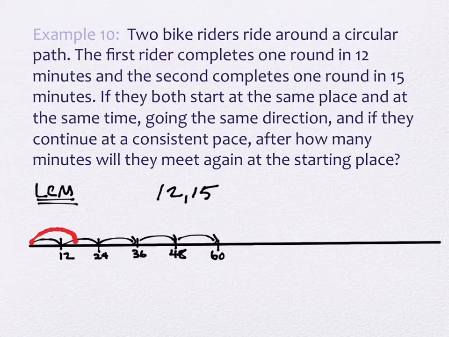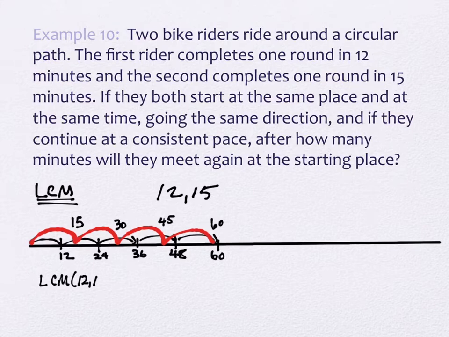So if I go 15, I land somewhere here. Where would I land? I'll put my 15s above. Where would I land after 15? 30. Okay, so I'd be landing at 30. Where would I land after 30? 45. And then after 45, 60. So I do land at the same spot. Therefore, my LCM of 12 and 15 is 60.